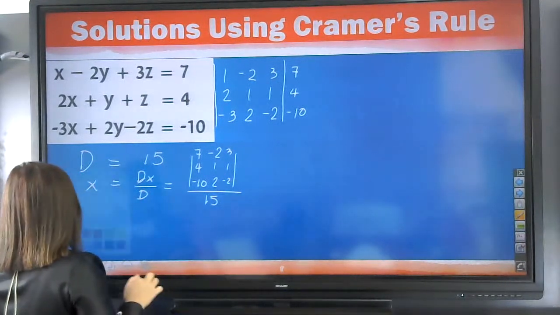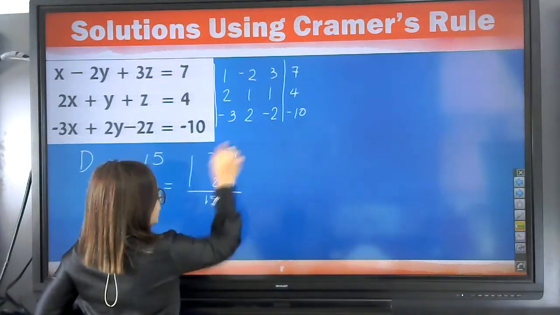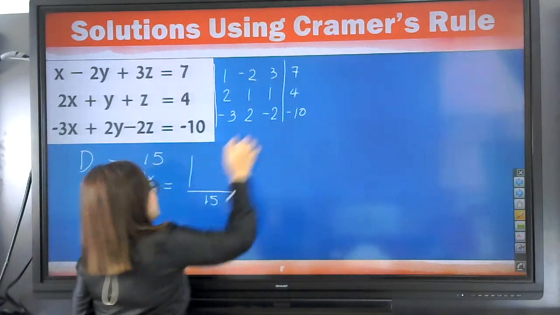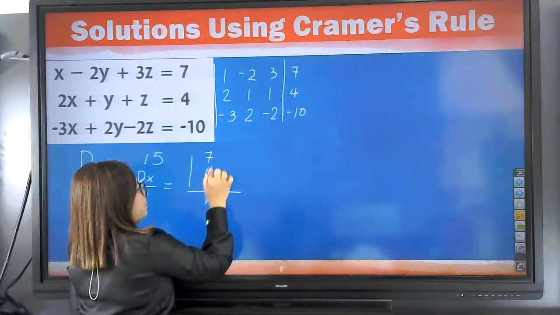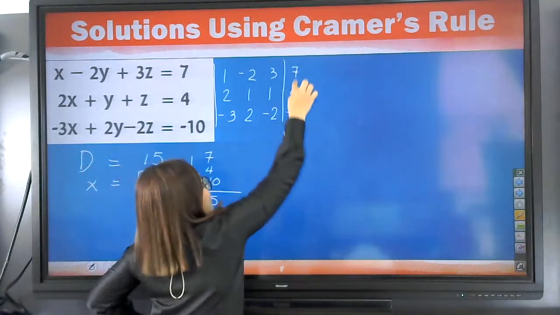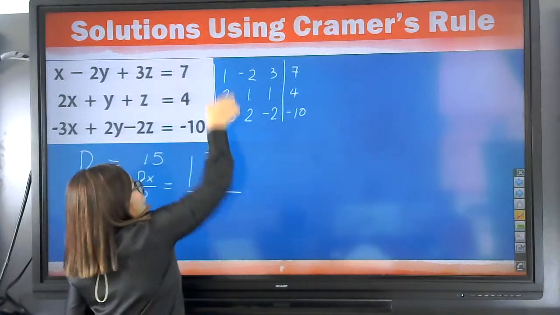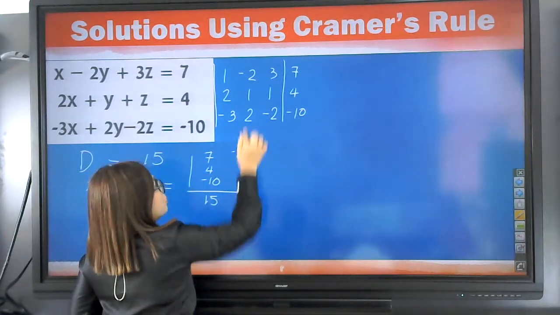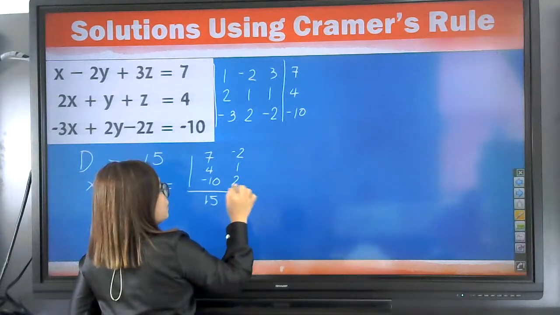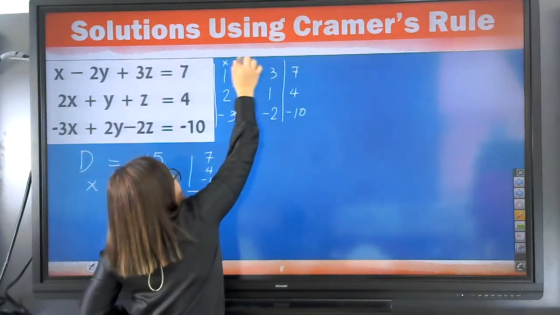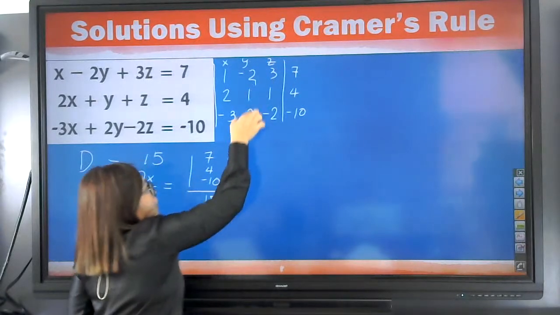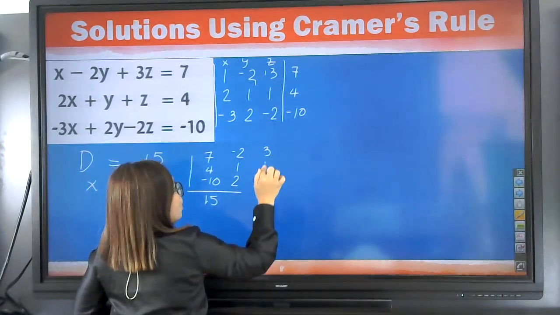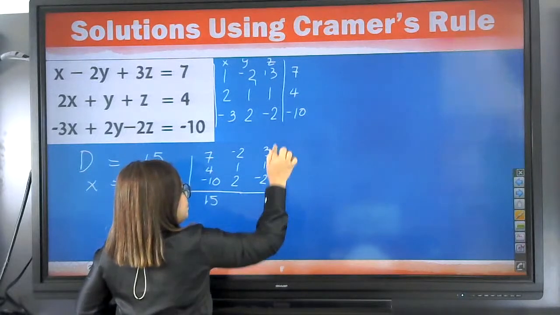Okay, I'll make it bigger so you can see clearly. Okay, for the arrow, next time. So for this, we'll have 7, 4, negative 10. Copy, because you have to find x. Change this to 7, 4, negative 10. Next, negative 2, 1, 2. So this is the x, y, z column. Copy the y column, negative 2, 1, 2. And copy the z column, 3, 1, negative 2. This is it.